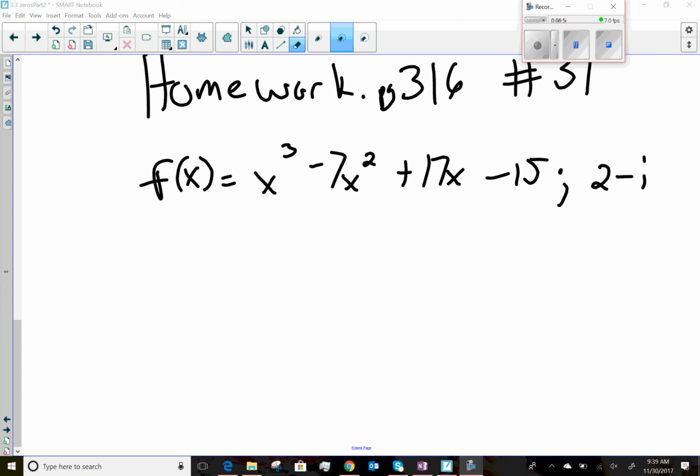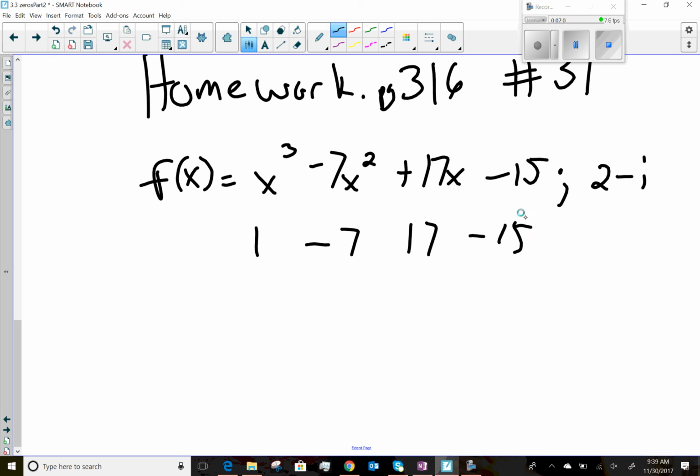Okay, so here I'm going to go ahead and do number 31. So again, list your coefficients. 1, -7, 17, and -15. They're all accounted for, and then what's going to go in the box is one of our solutions, which they give us is 2 minus i. And we'll go ahead and run that through.